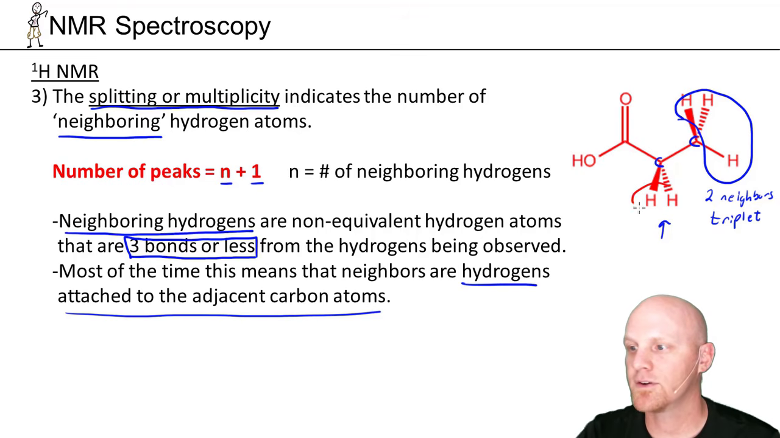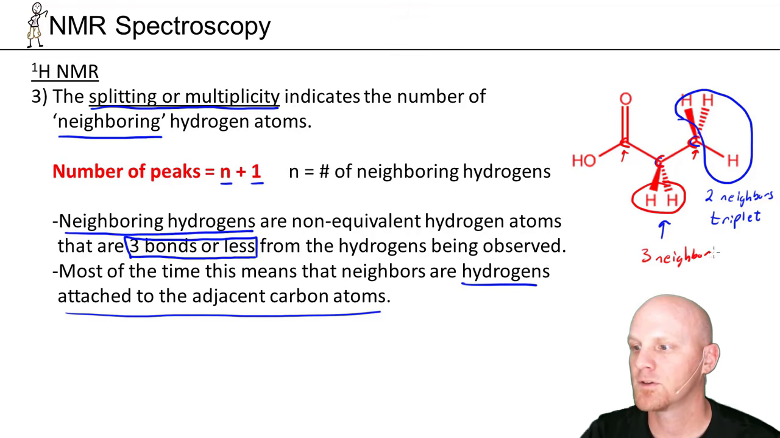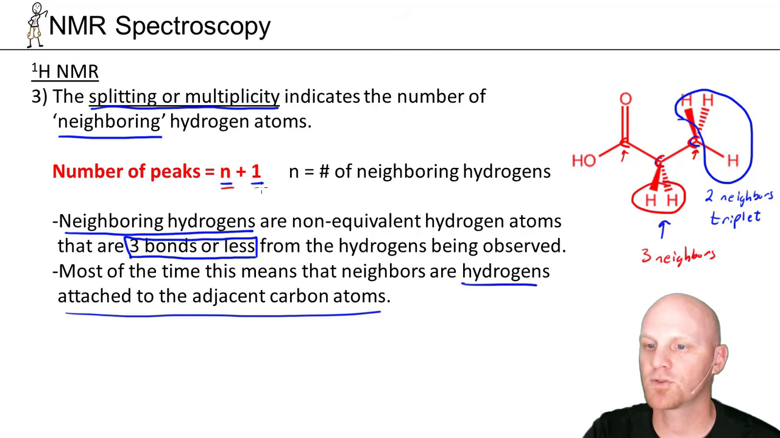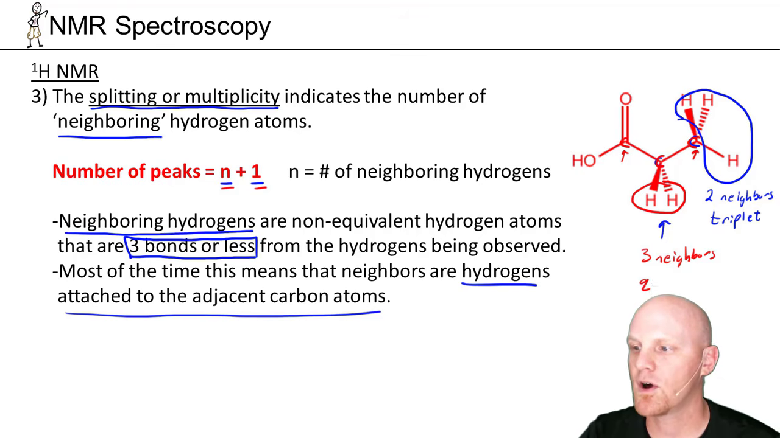These 2 hydrogens live on this carbon. There are 2 adjacent carbons. In this case, no hydrogens live on this carbon, but there are 3 hydrogens living on this one. So we say that these 2 hydrogens have 3 neighbors. In having 3 neighbors, the neighbors plus 1 rule gets us 4 peaks, and we call that a quartet. Cool. So you have singlet, doublet, triplet, quartet, quintet, or pentet, depending who you talk to.